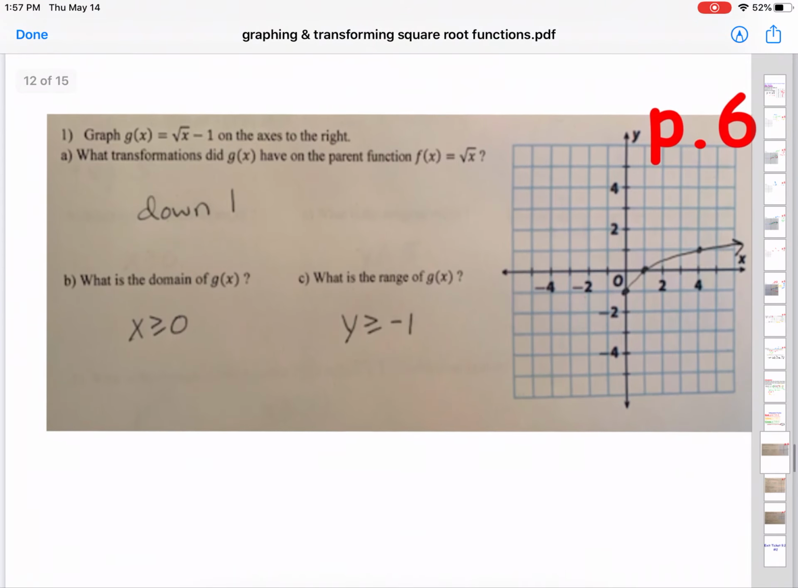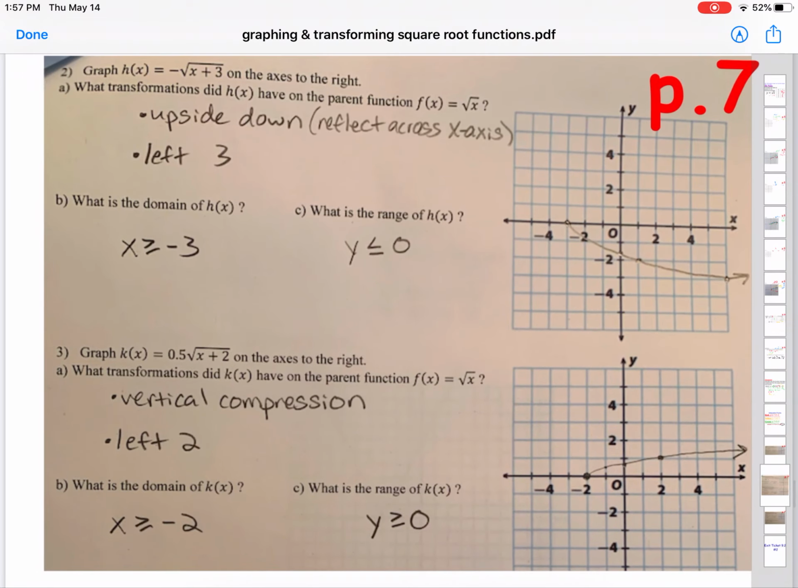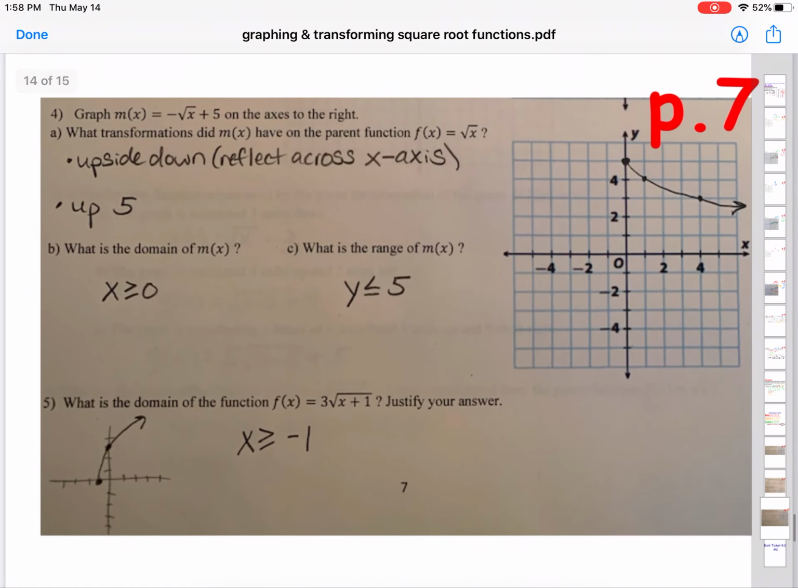Okay, so taking a look at our answers, here's number 1 on page 6. Here are numbers 2 and 3 on page 7. Here are numbers 4 and 5, also on page 7. So at this point, if you have any questions about this lesson, please let us know.